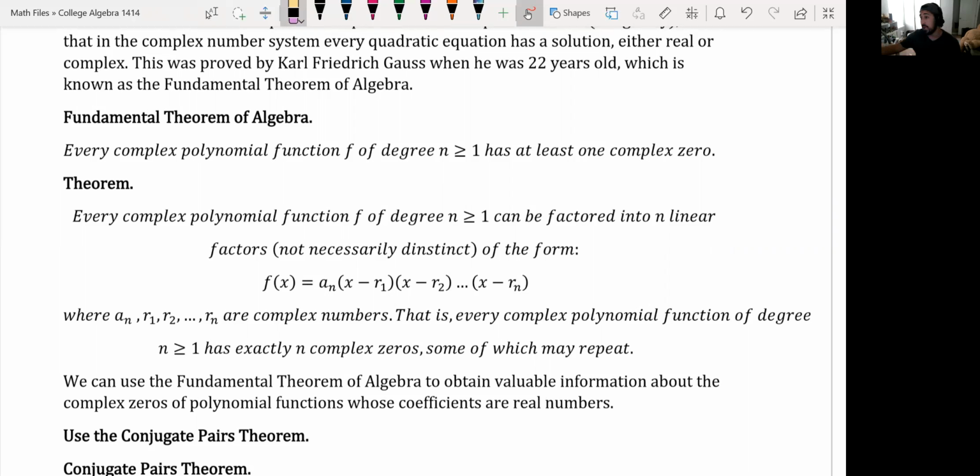Okay, and we have seen in 5.6 that yes, sometimes you will get a complex number or you will get an imaginary number. Every complex polynomial function f of degree n greater than or equal to 1 can be factored into n linear factors of the form f of x equals a sub n times x minus r1, x minus r2, all the way till you get to the final factor.